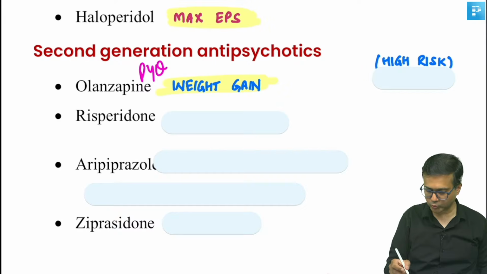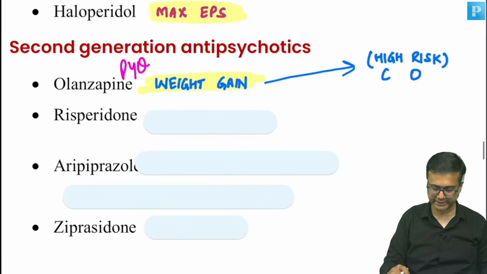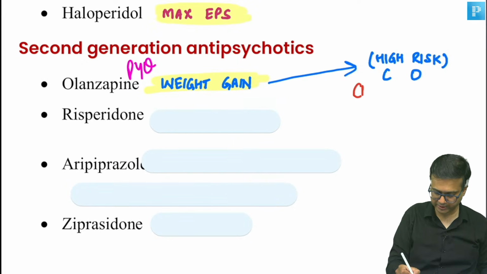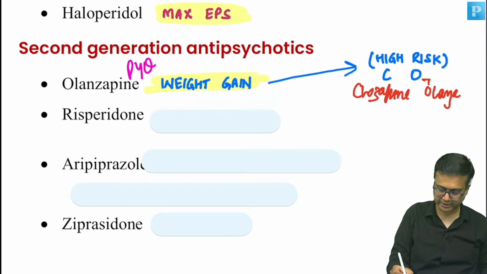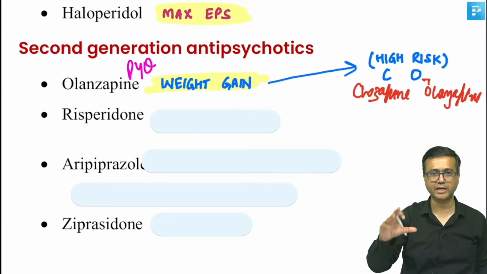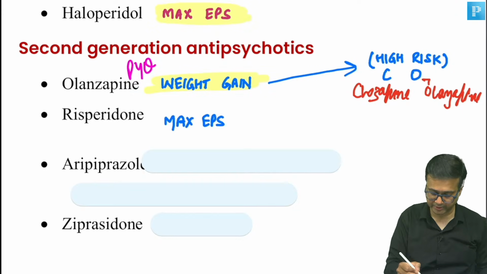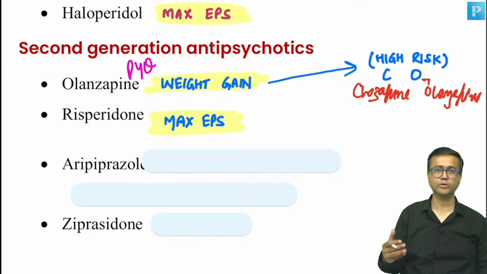In fact, there are two drugs which have high risk of weight gain in the antipsychotic category. One is clozapine, we will discuss, and another is olanzapine. Okay, olanzapine. Risperidone, see risperidone is second generation, but out of the second generation one of the drugs with high risk of EPS, please remember again it is risperidone. So risperidone is one of the drugs with high risk of EPS.